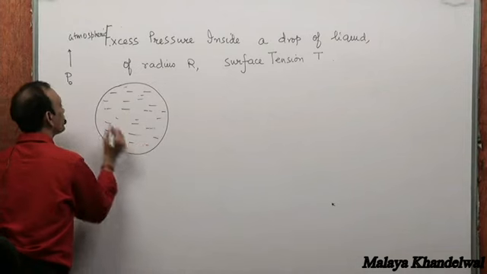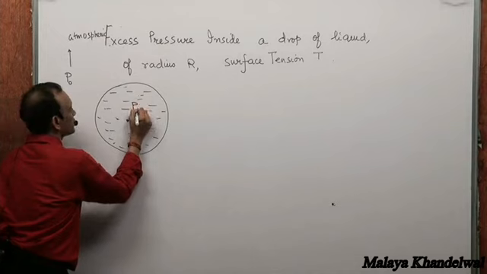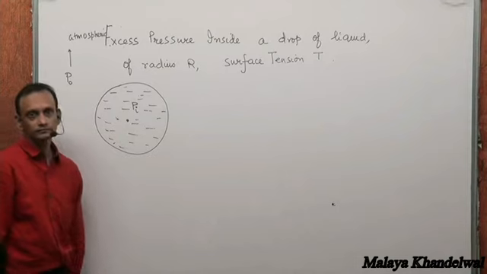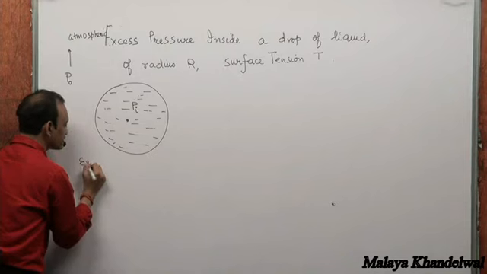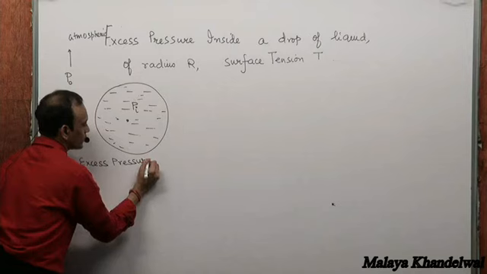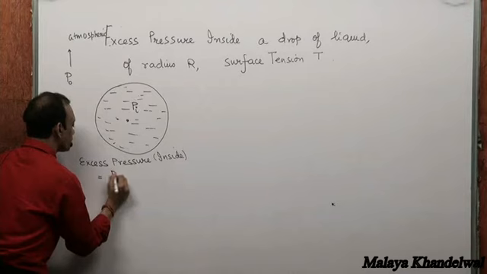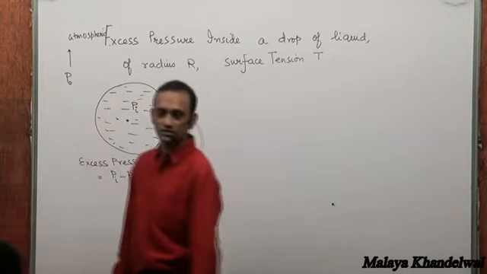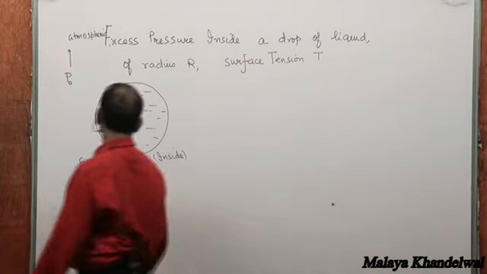So, say the pressure inside is Pi. I want to find Pi minus P naught, the excess pressure inside. Pi minus P naught is the excess pressure inside. I call it delta P.